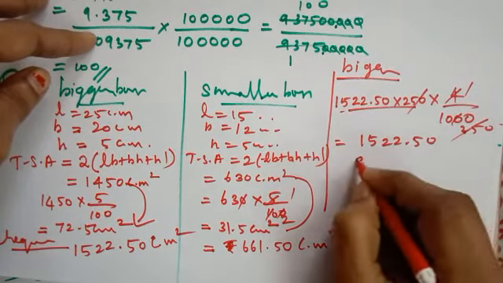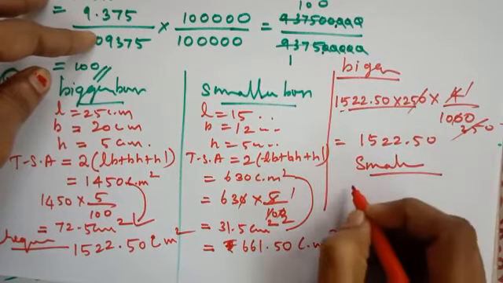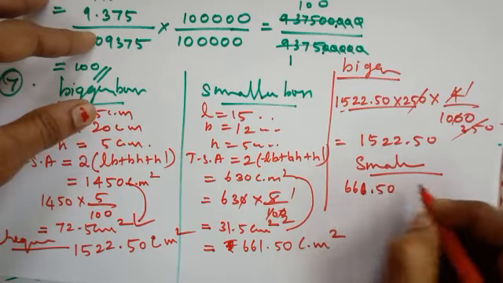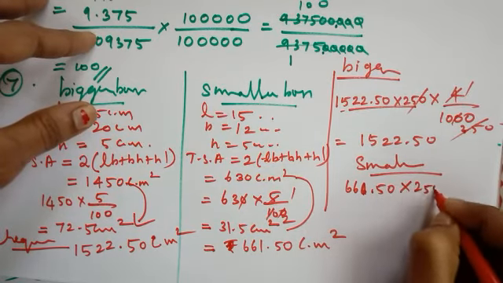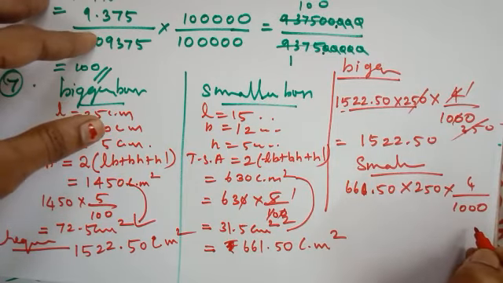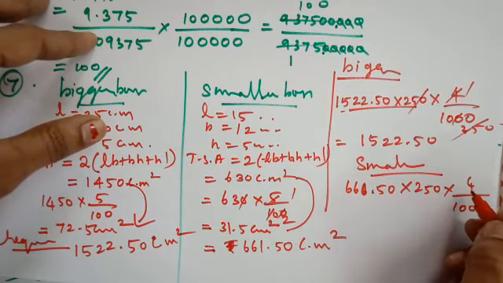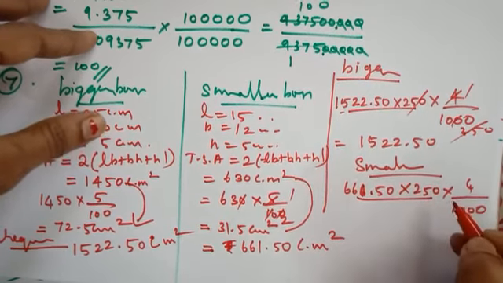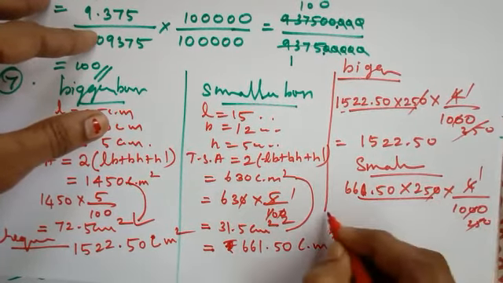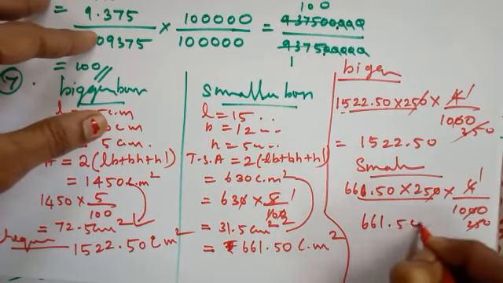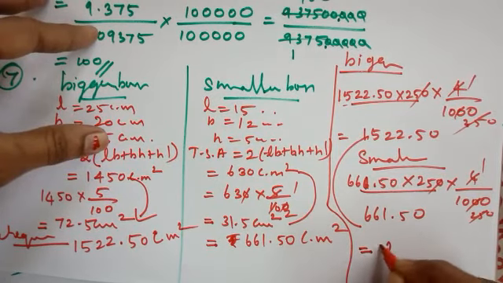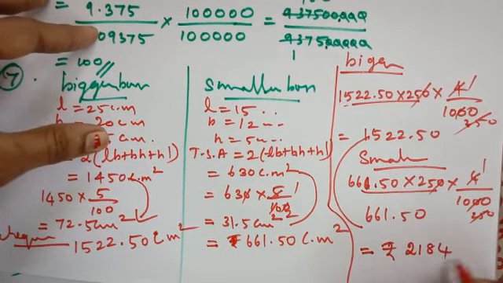For the smaller box, same. How do you do it? 661.50 into 250 into 4 by 1000. Same. For 1000 centimeters squared, the cost of cardboard is 4. Then what about this amount? This centimeter squared. So this is 250, then you should cancel it. Then at last, you should add this amount. Then you can get the answer, rupees 2184.